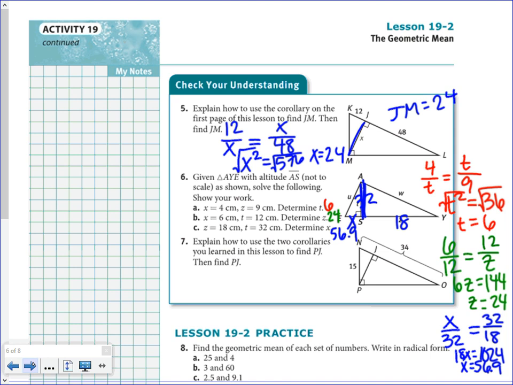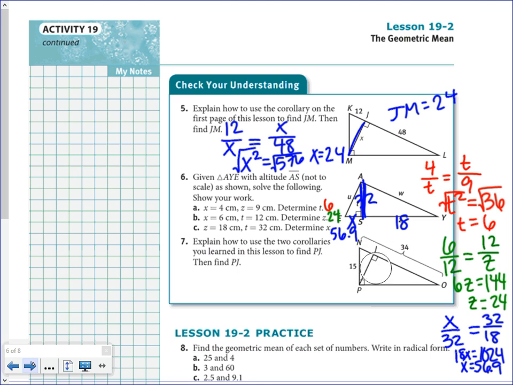So now let's look at number 7. We want to explain how we're going to use the 2 corollaries that we learned to find Pj. So if you look, Pj is the altitude, and it's the geometric mean between your 2 parts of your hypotenuse, which we don't know either of right now. We know the total is 34, but we don't know the two parts. So what we're going to have to use is this 15 to start with. And if we use the 15, we can find the length of this small part of the hypotenuse, and then find the piece of the large hypotenuse, and then use the first corollary to find the altitude.